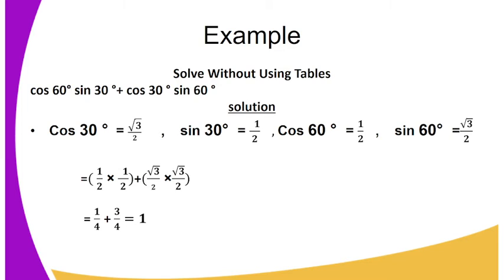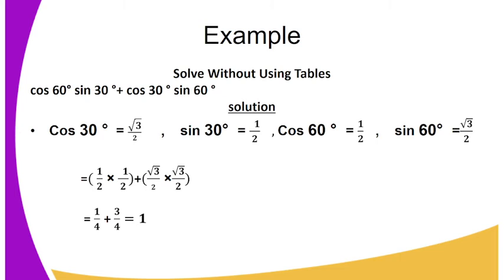We are going to look at an example. You are told to calculate cos 60 times sin 30 plus cos 30 times sin 60. In our solution, you have to remember cos 30 is equal to root 3 over 2 and sin 30 is equal to a half. Cos 60 is equal to a half and sin 60 is equal to root 3 over 2. So cos 60 times sin 30 is equal to 1 over 2 times 1 over 2. You can see cos 60 is a half and sin 30 is a half, so you replace it. 1 over 2 times 1 over 2 definitely is 1 over 4.